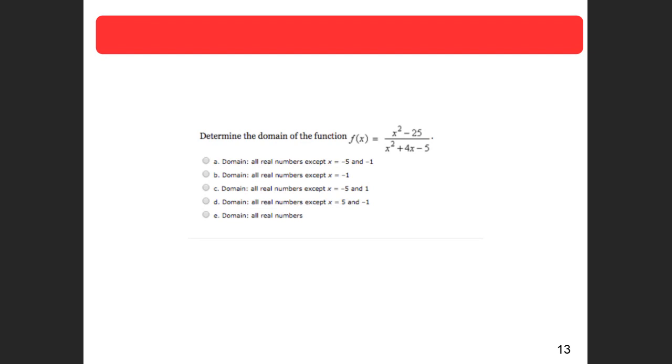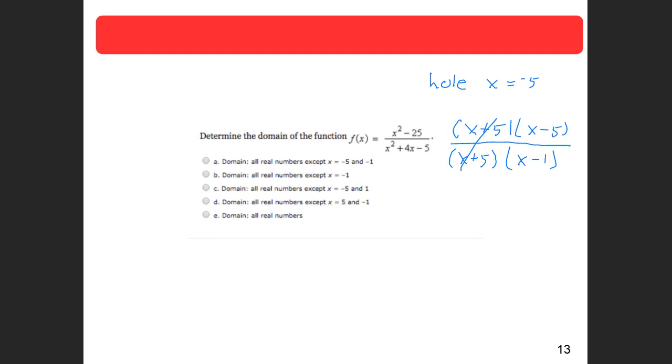All right. If I was going to do this problem, I'd factor. The top becomes x plus 5, x minus 5. If I factor the bottom, is that x plus 5 and then x minus 1? I think that's right. So the x plus 5's cross off. That means there's a hole in the graph at x equals negative 5, but they're not asking us about that. The domain is going to be all real numbers except x equals 1.